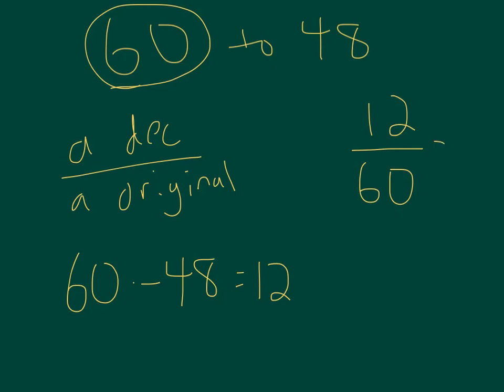Now I need to simplify that, and again, for all my decimal lovers, 12 over 60 becomes what? As a decimal, that would be 0.2, which means if we move the decimal twice, we get 20%, and that's a decrease. So the answer from 60 to 48 is a 20% decrease, which, let's ask that original question, is that the same as what it was when we increased? I hope you say no.